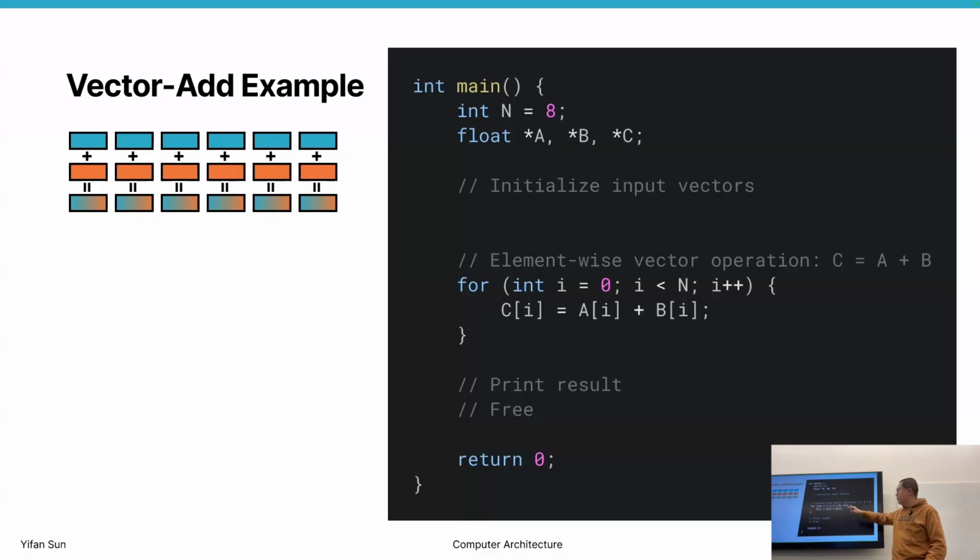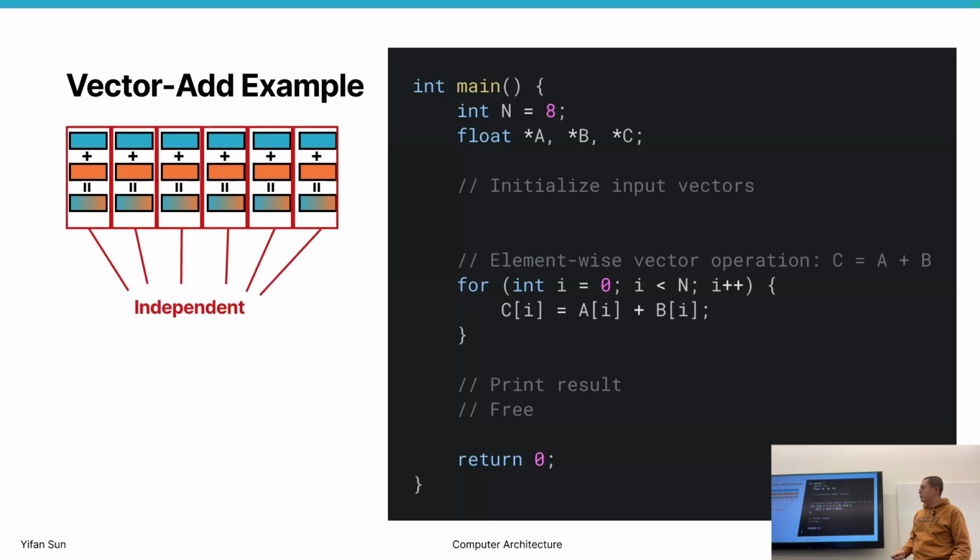From i equals 0, i smaller than n, i plus plus, we add each number together. Then at the end, we print the result, and then we free up the data that we allocated. It's a very traditional C program, right? And the core part is this for loop, where we repeatedly do one thing. Now, what are the characteristics of this for loop?